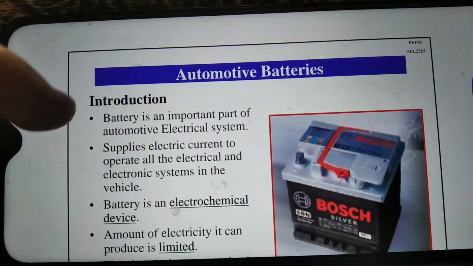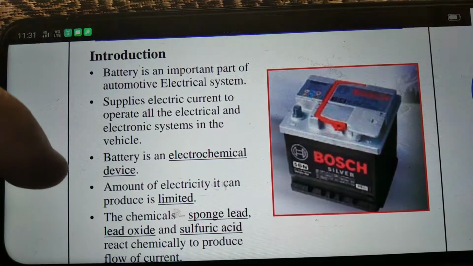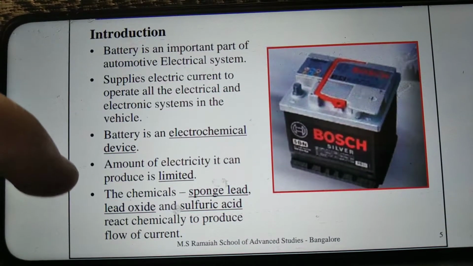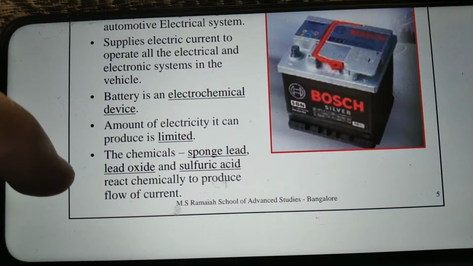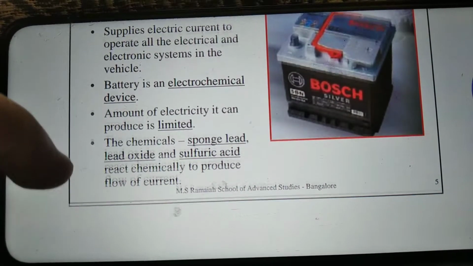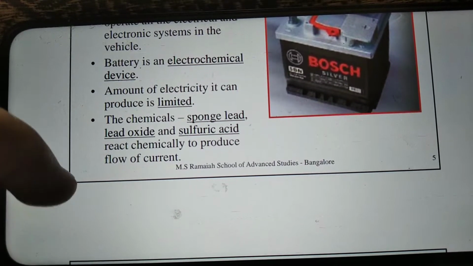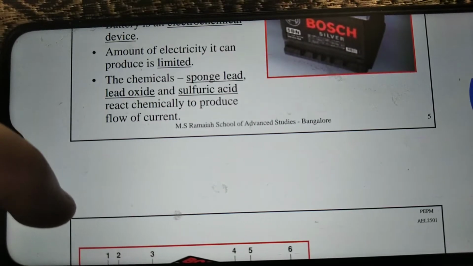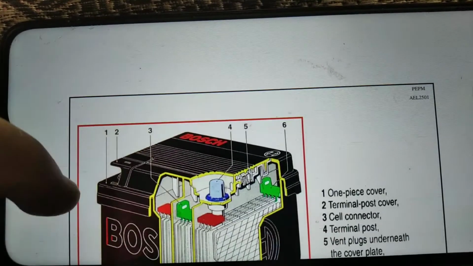Now, what are batteries? The battery is an important part of the automotive electrical system. It supplies the electric current to operate all the electrical and electronic systems in the vehicle. A battery is an electrochemical device. The amount of electricity it can produce is limited. The chemicals spongy lead, lead oxide and sulfuric acid react chemically to produce the flow of current.